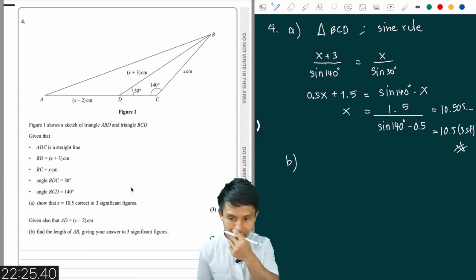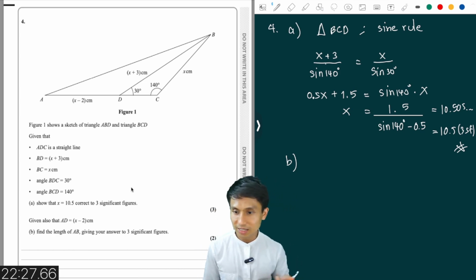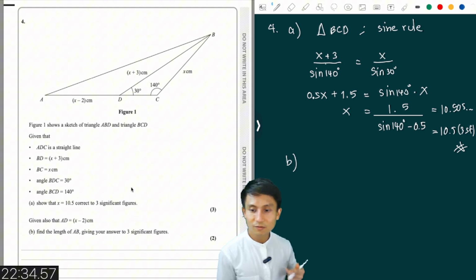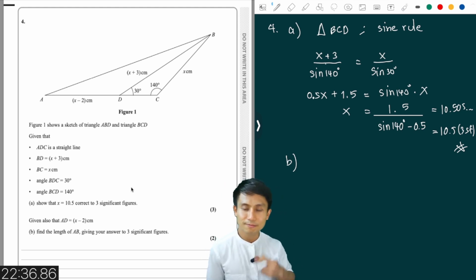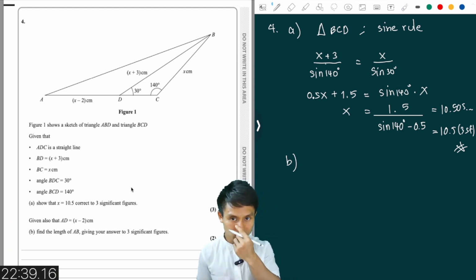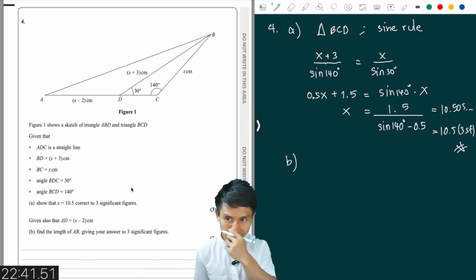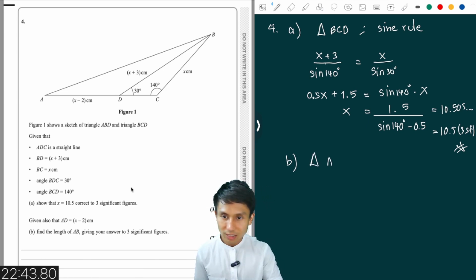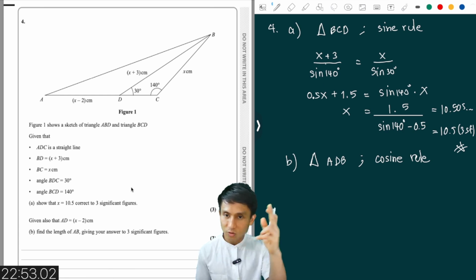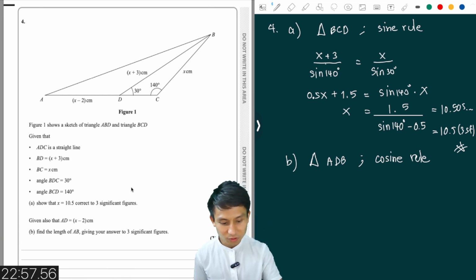Given also that AD equals x minus 2. Well, that's already known. Find the length of AB, giving your answer to 3 significant figures. So AB. Okay. That looks like we need to use the cosine rule on the larger triangle. So larger triangle ADB here. Cosine rule. Okay, so cosine rule, I'm just going to look at the AB side, which is the one we want, as the longest side, the hypotenuse side.